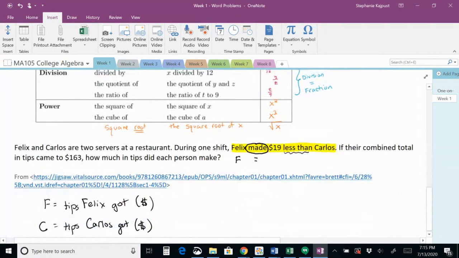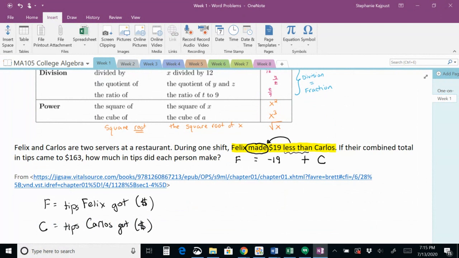So here, when I see less, that's telling me I'm going to have a negative 19. And then where the word than is, I'm going to put a plus sign. And then I have Carlos. So that is my variable for Carlos. So I've translated this phrase to give myself an equation.